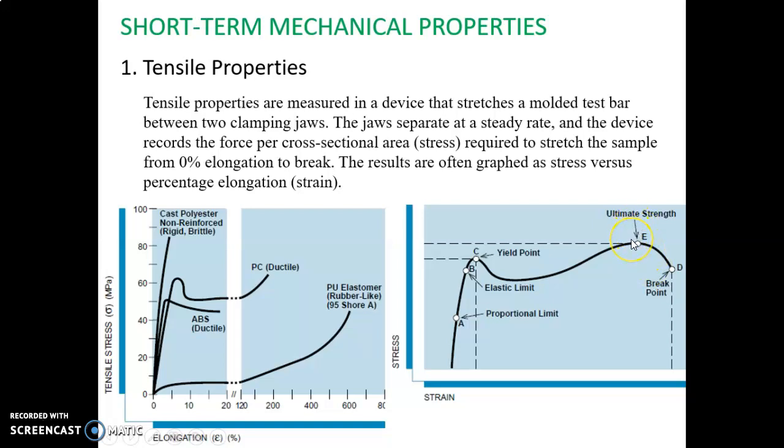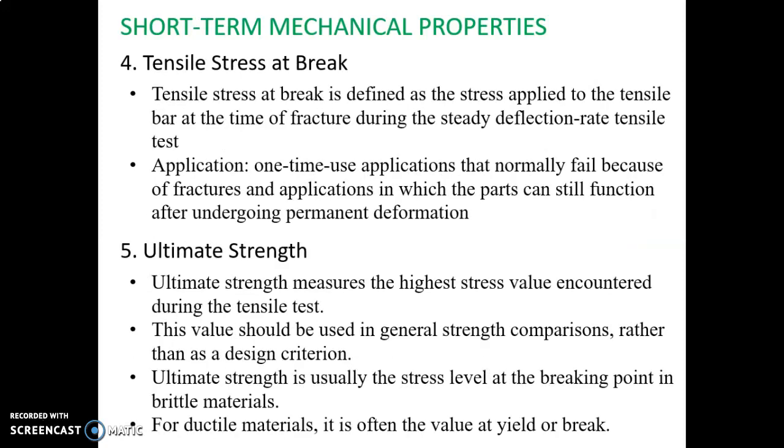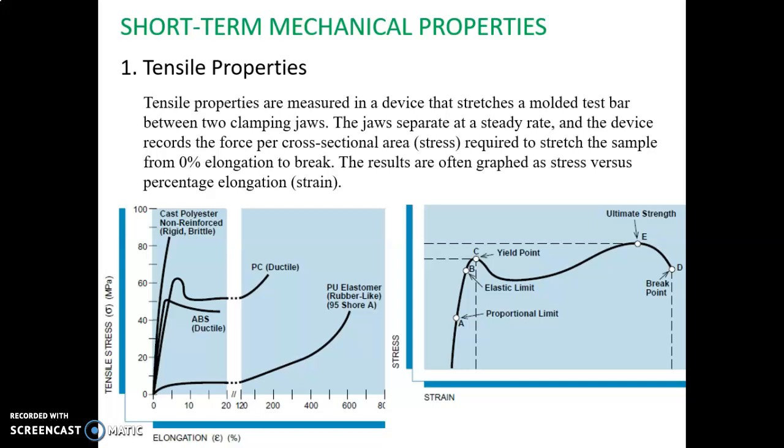Elongation at yield. Okay. Elongation at yield gives the upper limit for application that can tolerate the small permanent deformation that occurs between the elastic limit and the yield point, but not the larger deformation that occurs during yield. And the last one, point D, which is the break point, shows the strain value when the test bar breaks. Okay, I'm sure you are familiar and you have dah khatam kot benda ni semua.